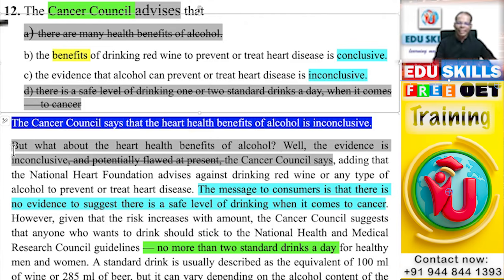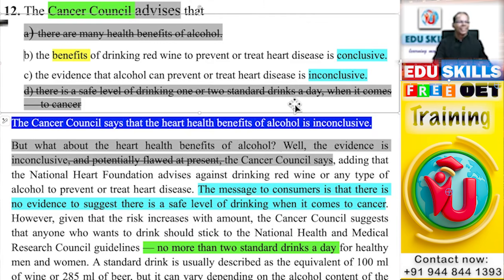So when you read this, the Cancer Council says that this highlighted brown thing is the topic sentence, and I have summarized here. The Cancer Council says that the heart health benefits of alcohol is inconclusive. What is the advice of the Cancer Council is the clear question. And you will understand better. We go to the next question from the same paragraph. These paragraphs are very useful, because you can save a lot of time. Reading once, you have 2 answers.